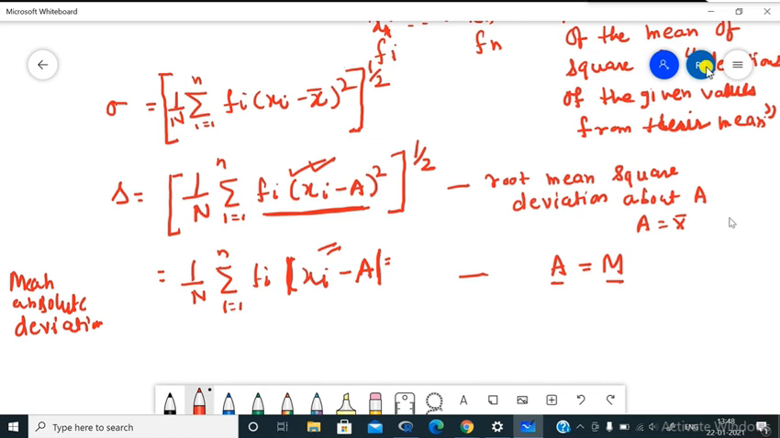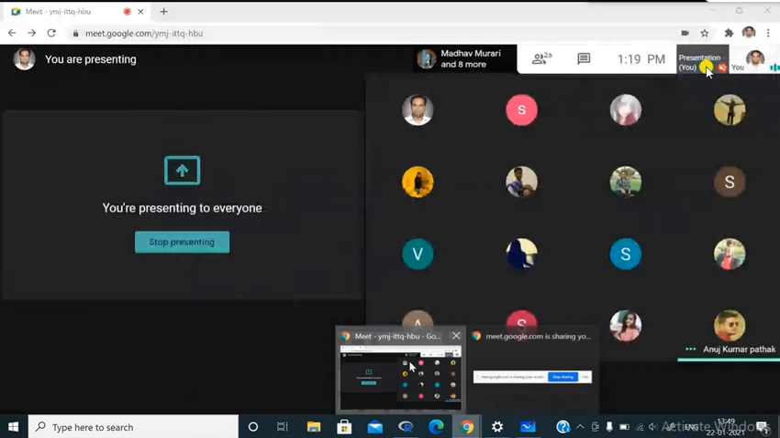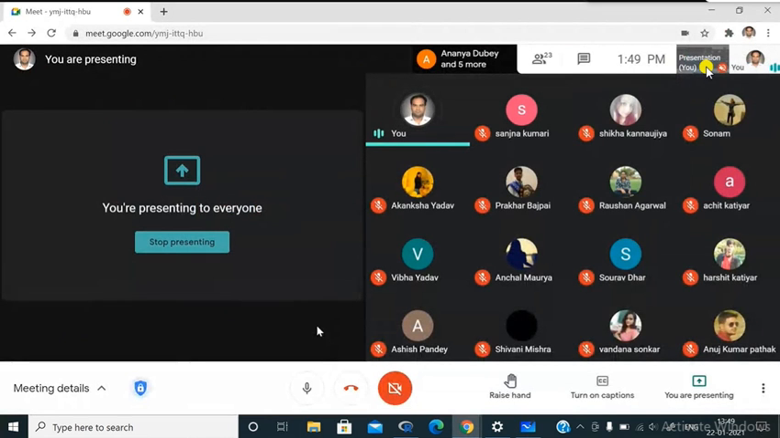Okay. And you can prove it, and I'll give it to you as homework. Prove that root mean square deviation is minimum about mean. Okay, so this was all about today's class. If you have any doubt, you can ask your problem.